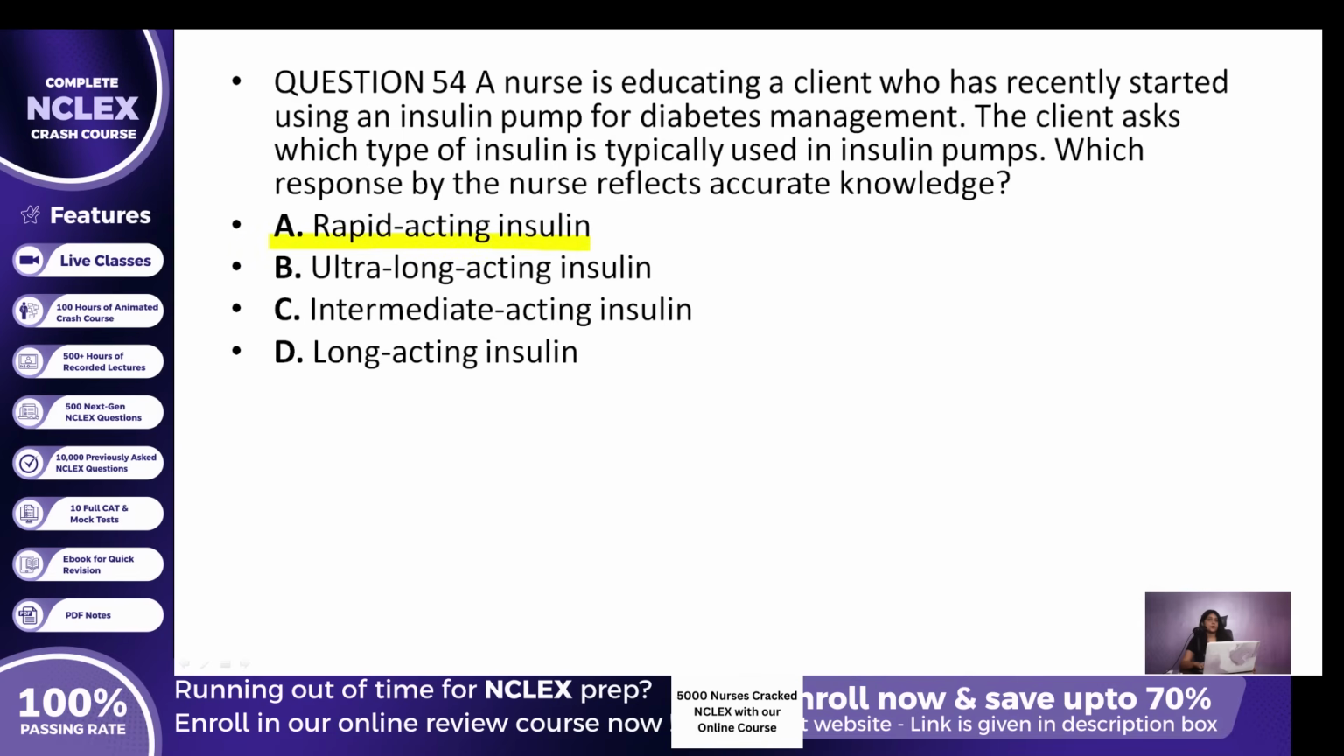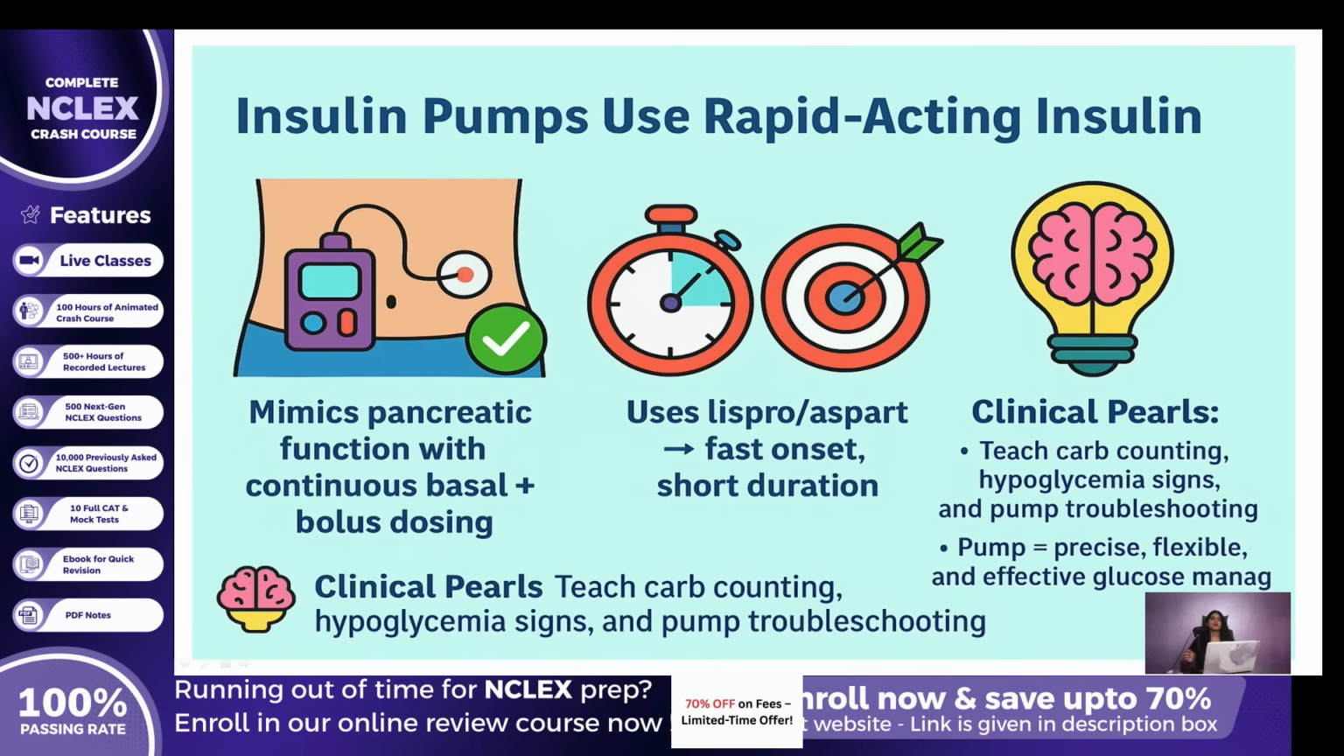This is because insulin pumps are designed to closely mimic pancreatic function by delivering rapid-acting insulin, such as Lispro or Aspart, both continuously for basal coverage and in bolus doses around mealtimes for better glycemic control. Their quick onset and short duration make them ideal for real-time glucose adjustments. Clinical pearls. Insulin pumps rely on rapid-acting insulin for accurate meal dosing and better blood glucose control. Clients must be educated on carbohydrate counting, hypoglycemia signs, and troubleshooting pump malfunctions.